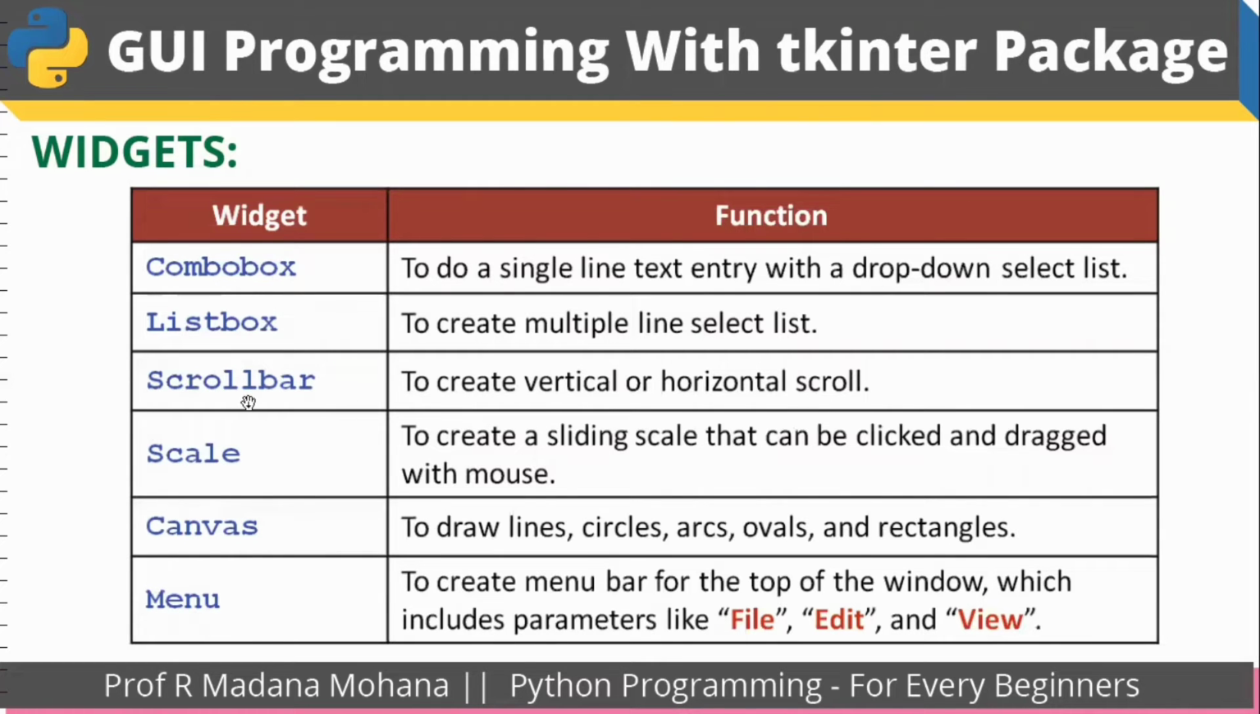Next one is Scrollbar, to create a vertical or horizontal scroll. Next one is Scale, to create a sliding scale that can be clicked and dragged with the mouse. The next one is Canvas, if you want to draw lines, circles, arcs, ovals and rectangles. Next one is Menu, to create a menu bar for the top of the window, which includes items like file, edit and view, etc. These are some of the frequently used widgets available in the tkinter package.